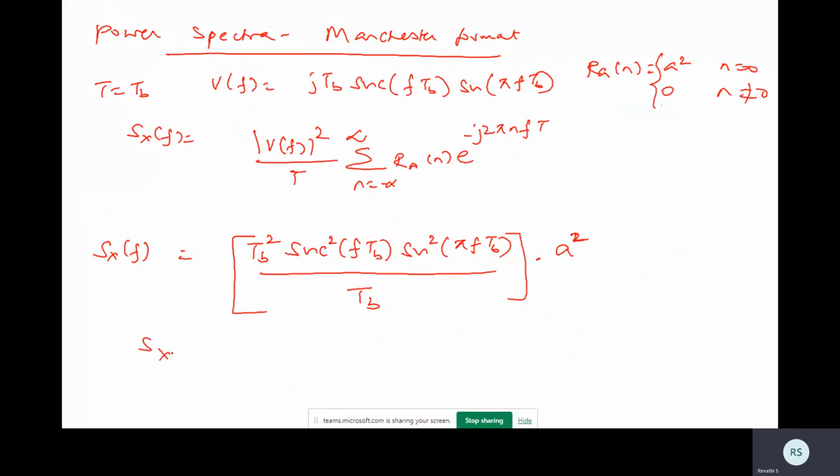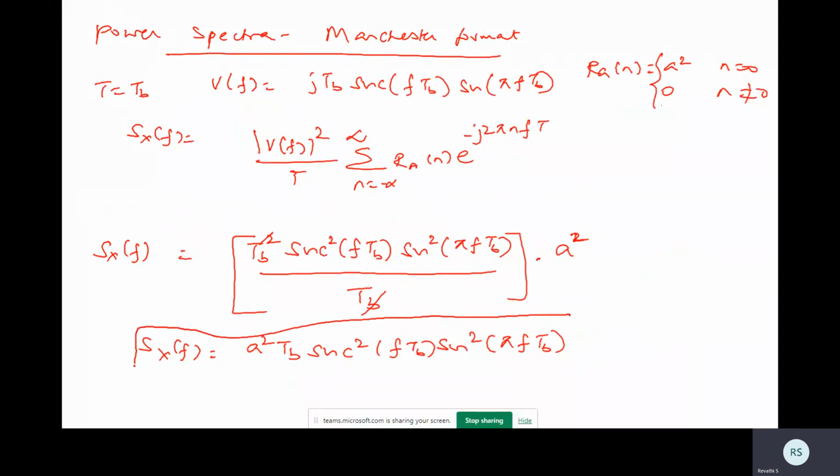So finally, Sx of f is nothing but this tb and this 1 times of tb will get cancelled. So a square tb sec square of ftb into sine square of pi ftb. Okay, so this is Sx of f, power spectra for Manchester format. Next, let us do power spectra for quaternary format.